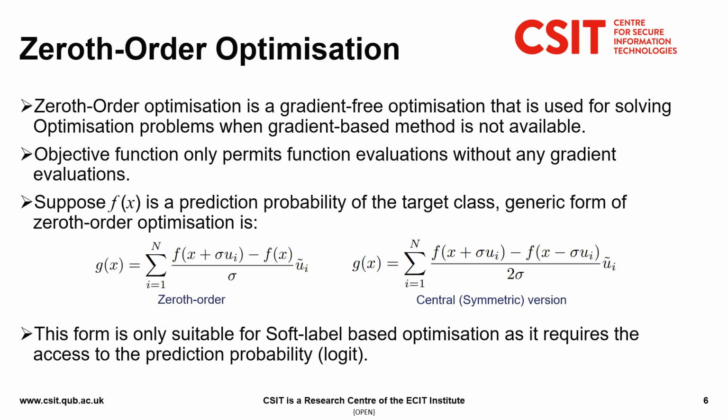Zeroth-order optimization is a gradient-free optimization that is used for solving optimization problems when gradient-based methods are not available. The objective function only permits function evaluations without any gradient evaluations. The generic form of zeroth-order optimization looks like this. But this form is only suitable for soft label-based optimization as it requires access to the prediction probability.